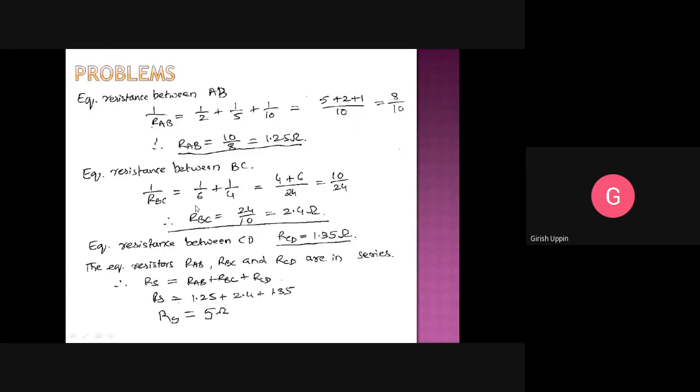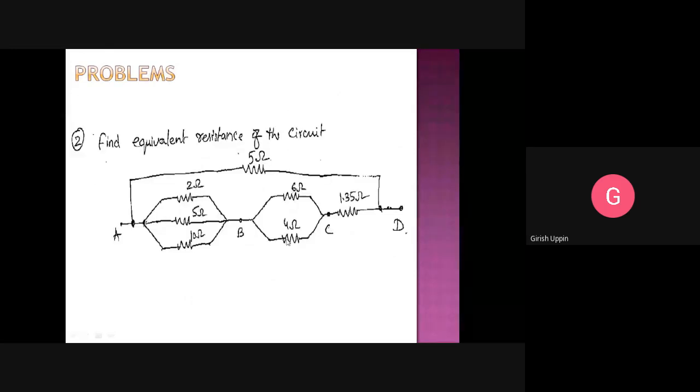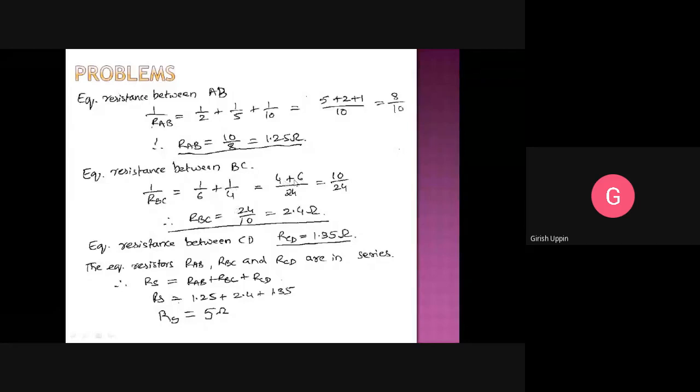Second, the parallel combination of 6 ohm and 4 ohm. So 1 divided by RBC is equal to 1 by 6 plus 1 by 4. So we get 4 plus 6, 10 by 24. So this is 1 by RBC. When you reciprocate the left hand side, reciprocate the right hand side. The reciprocal of the left hand side is RBC. On the right hand side, it is 24 by 10, that is 2.4. So I got 1.25 and the second one is 2.4. And the third resistance is already given, the value is 1.35.